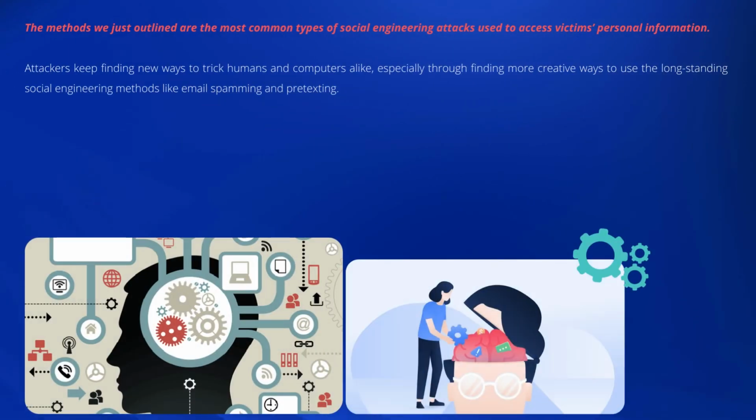The methods we just outlined are the most common types of social engineering attacks used to access victims' personal information. Attackers keep finding new ways to trick humans and computers alike, especially through finding more creative ways to use long-standing social engineering methods like email spamming and pretexting.